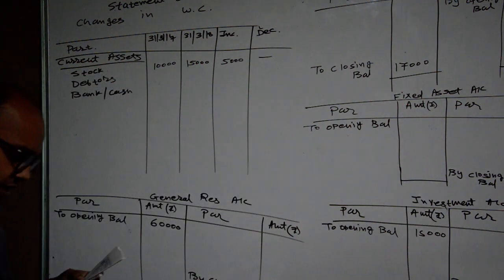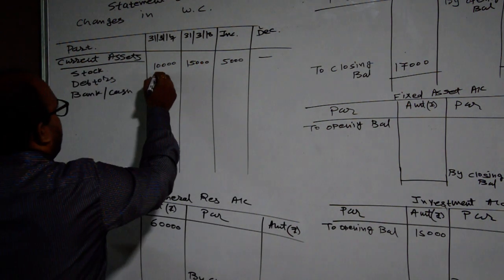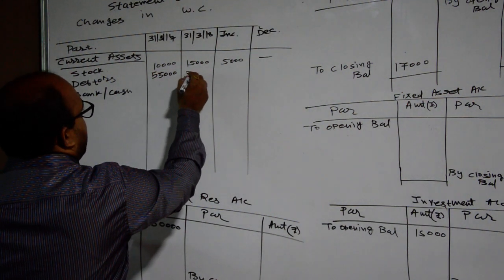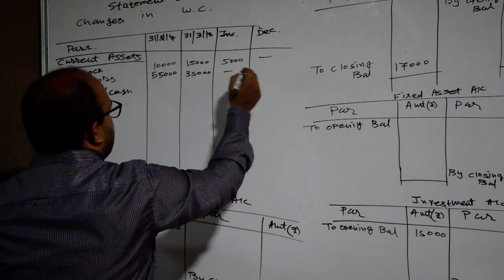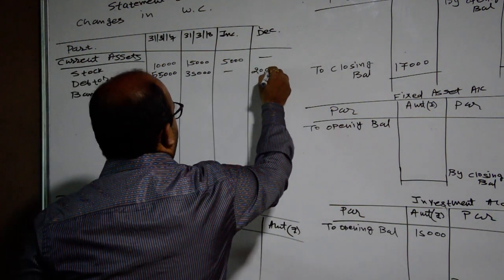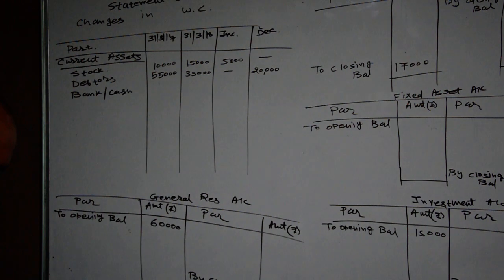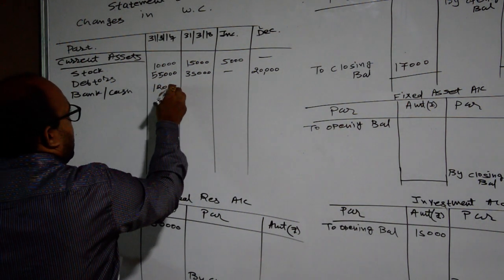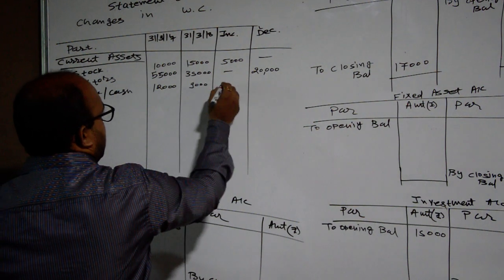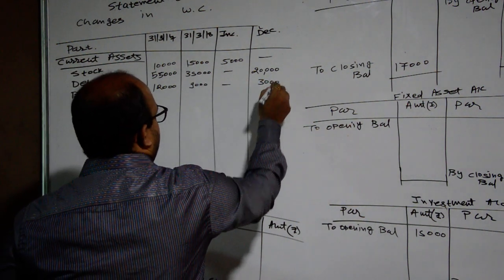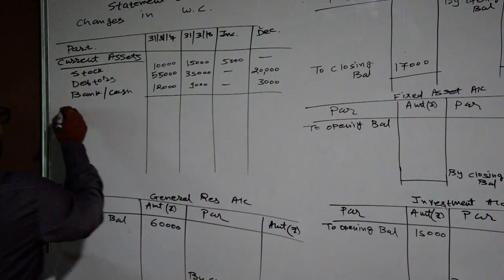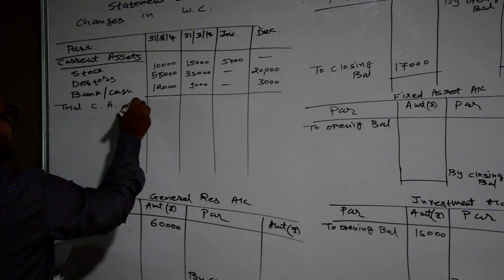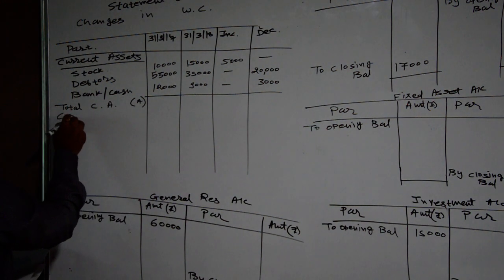Then in case of debtors, 55,000 and 35,000, there is a decrease of rupees 20,000. Then please check cash and bank, 12,000 and 9,000, so there is a decrease of rupees 3,000. We will make a total of these. Total current assets means A, then after that, current liabilities.